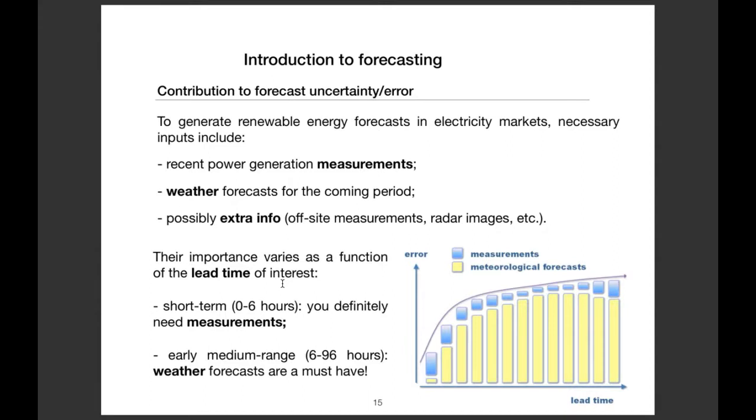It is important to understand that, because it will tell you where your forecast error probably comes from. So if you are forecasting on the very short term, you will try to improve your measurements. And if you are trying to forecast on the medium range, for instance, you will try to improve your weather forecast to decrease the forecast error.